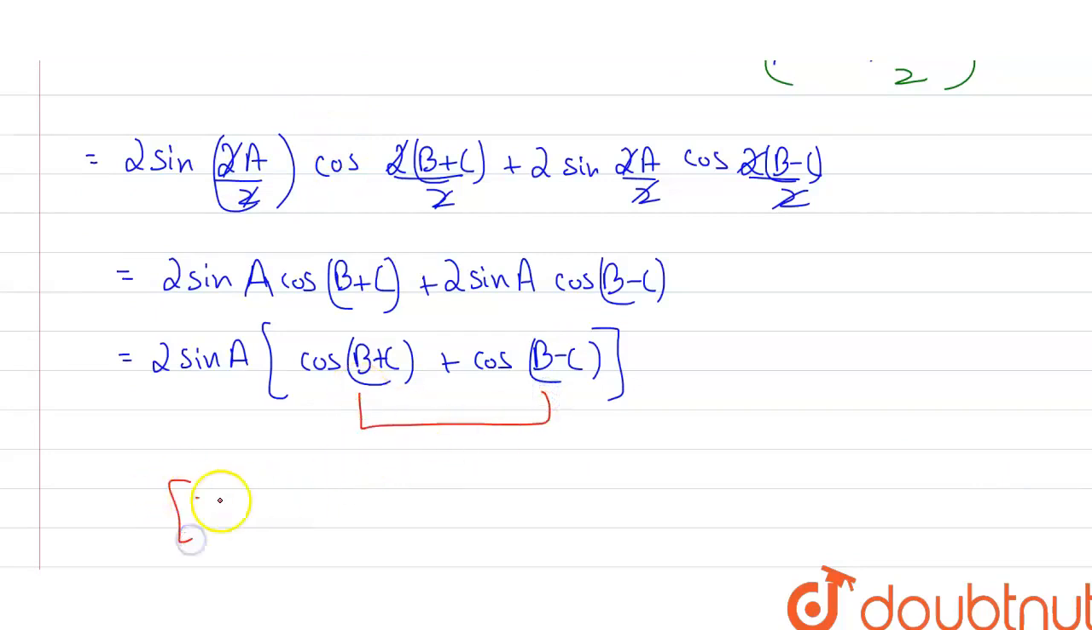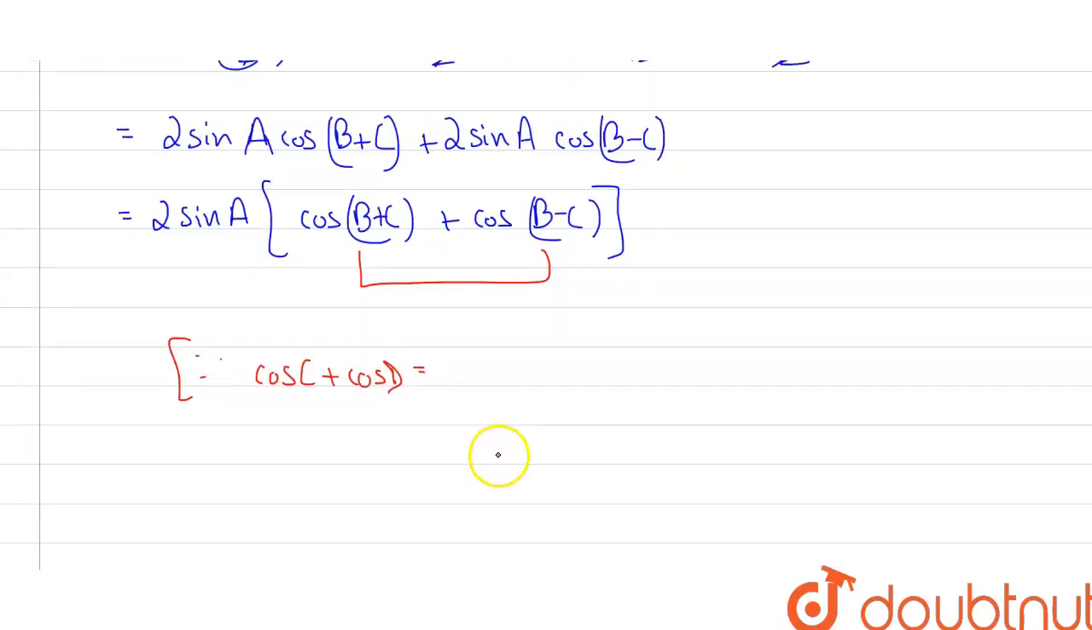Okay guys, look here, we know that CD formula says that cos C plus cos D always equals to what? You guys know it very well, 2 cos of (C plus D) by 2, and cos of (C minus D) by 2.